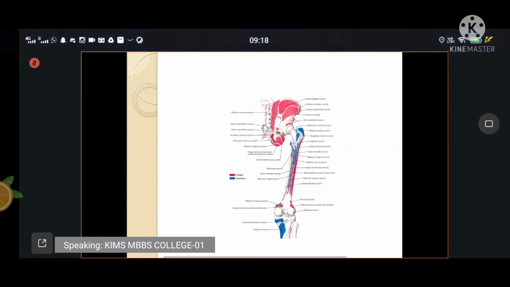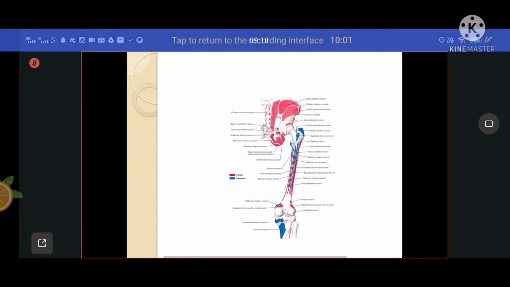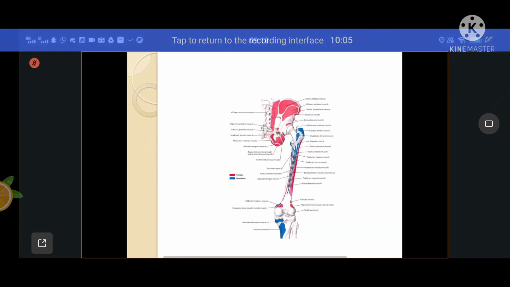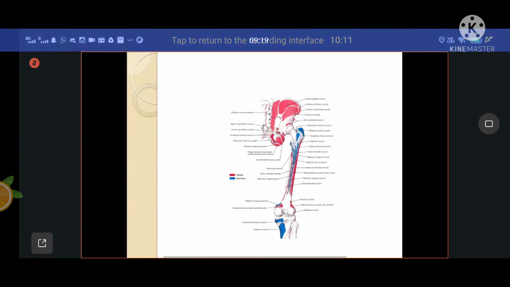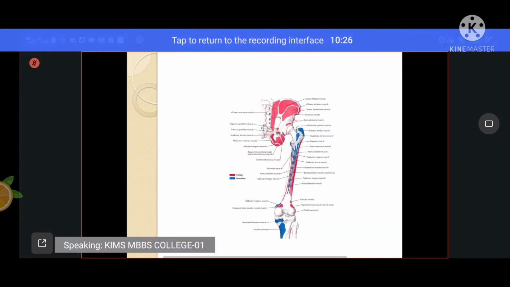And what is the action of it? This gluteus medius muscle along with the gluteus minimus muscle helps in medial rotation of the hip joint. Along with which muscle is it acting? Along with the gluteus minimus muscle, and also one more muscle is helping in medial rotation. That is the tensor fasciae lata muscle. I'll tell you where that is. Right?